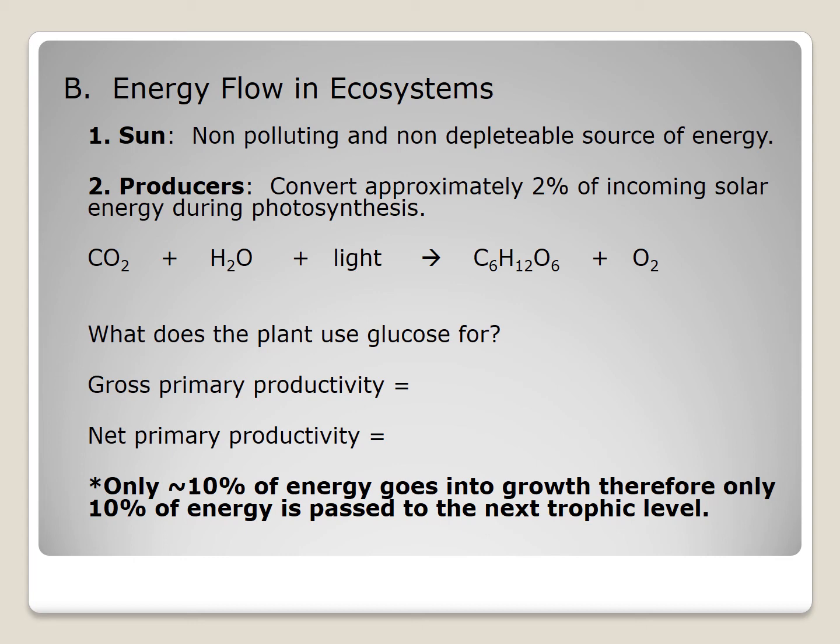So we say that about 90% of it is used up by the plant to reproduce, to produce a toxin so it doesn't get eaten. All of these things take energy, but the only thing that can go to the consumer is what actually goes into building its body and making it bigger. And we say that only about 10% of that energy goes into growing the plant body, and therefore only that 10% is passed on to the next trophic level.